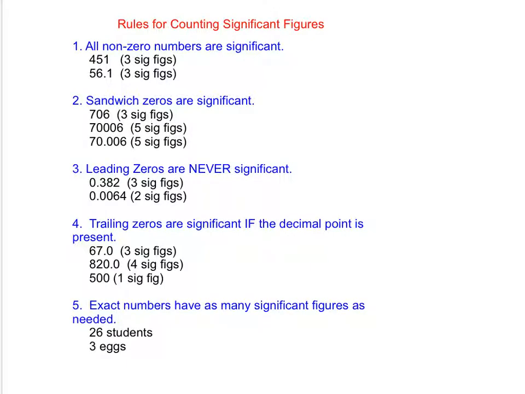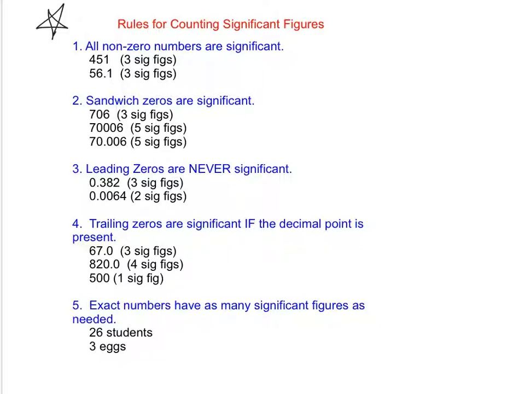All right, so now we get to our rules for counting significant figures, and you do have these rules on your notes. You're going to want to make sure that you understand these. I happen to have a couple examples with mine that are not listed with yours, but here is the first one, and hopefully as we go through these, just think about them. They should make sense to you.